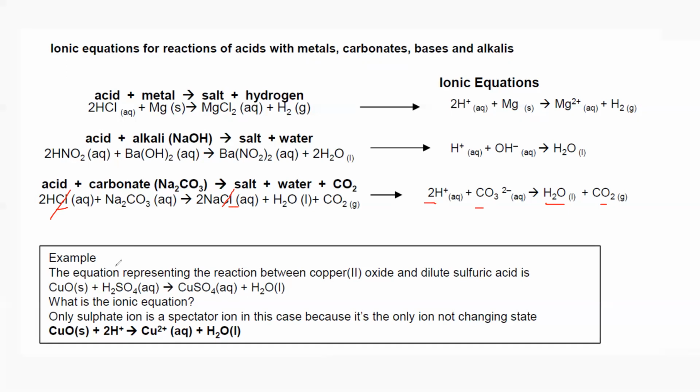Another example: the equation representing a reaction between copper(II) oxide and dilute sulfuric acid. Write an ionic equation. So first we write solid, liquid and gas as they are. Copper oxide is solid, we write it as it is. Sulfuric acid is aqueous, and water is liquid, so we write that as it is. Then we cancel out the common ions. Sulfate ions are common in both. So we are left with two hydrogen ions.